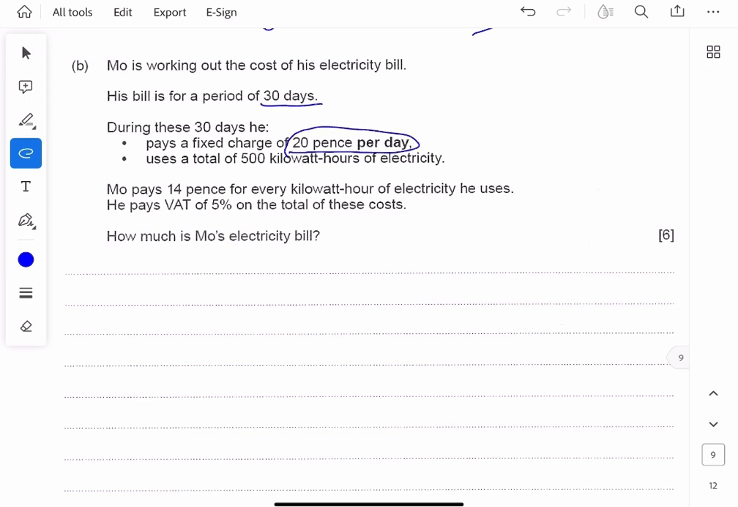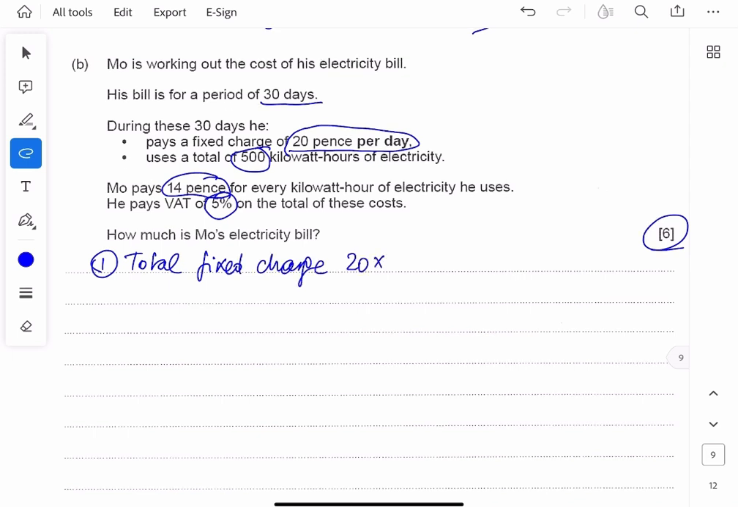So Mo is working out the cost of his electricity bills. The bill is for 30 days. So during the 30 days, he pays a fixed charge of 20 pence. You see, that's a 6-mark question. Guys, there are lots of numbers in here. Maybe highlight them or circle them like I do, and we're going to work them out step by step. Even if you work out one step, that is something towards the answer, so don't skip this question because it's too long.